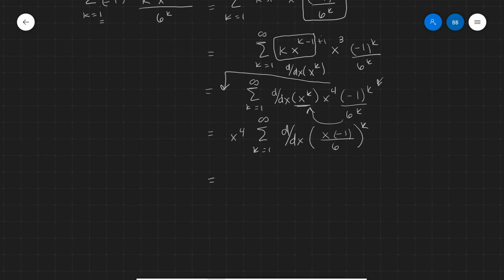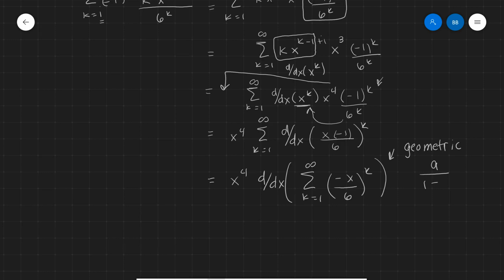So the next line, moving the derivative outside the summation, I have x to the fourth, d dx of the summation, k equals 1 to infinity, and then I can simplify this as just negative x over 6 to the k. And now I have the geometric series, which means I can take advantage of that a over 1 minus r.